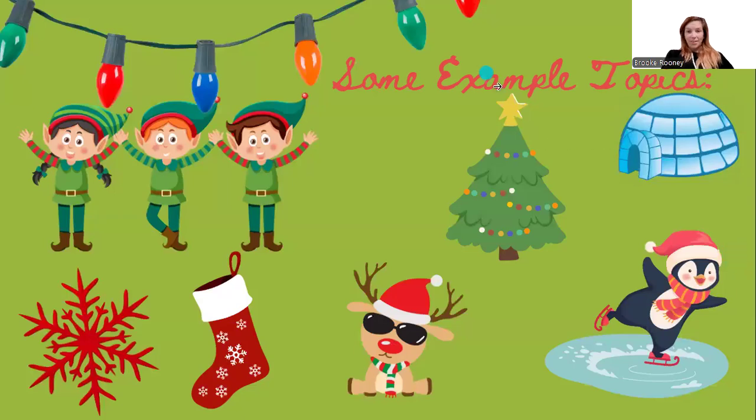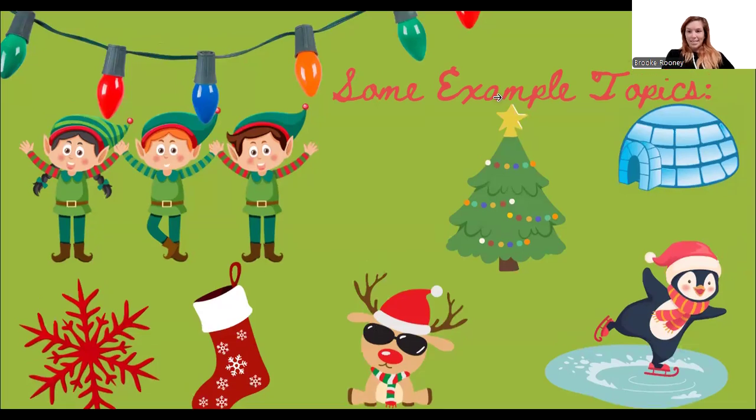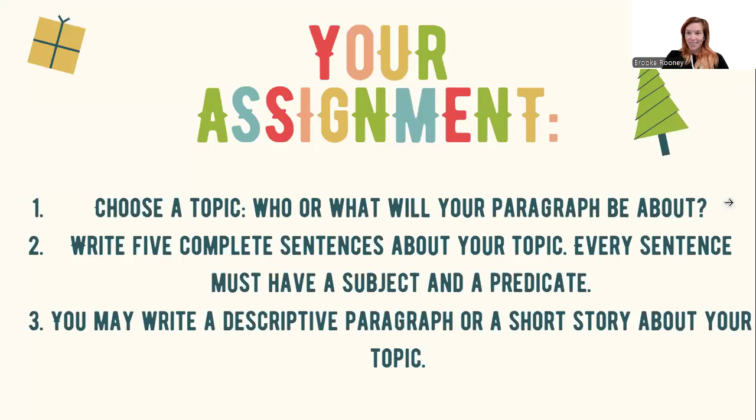All right. Before I let you guys off on your own, I wanted to give you just a little more inspiration for what your sentences could be about. So we have some Christmas lights, some elves, a snowflake, stockings, a reindeer. It's Rudolph being super cool with his sunglasses, a Christmas tree, an igloo, and a penguin on ice skates. Of course, your choices are not limited to these options, but some of you think that you don't love writing, so it's just best to give you maybe a baseline or foundation for your inspiration.